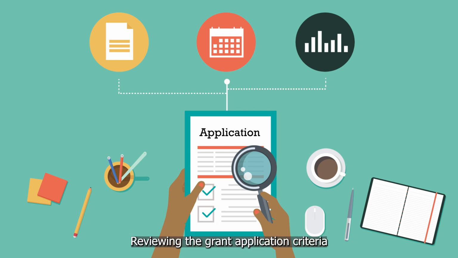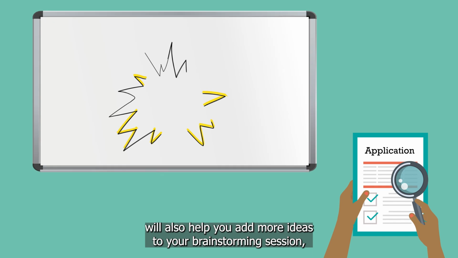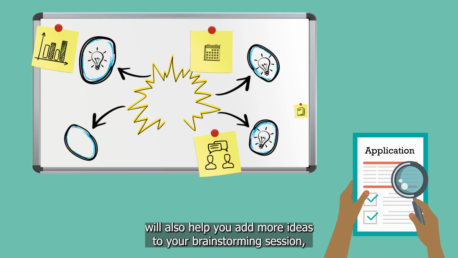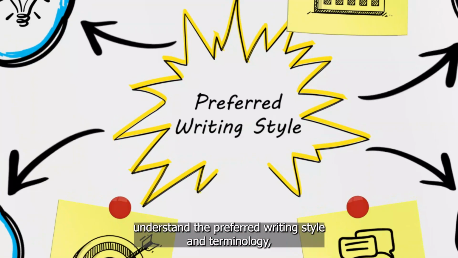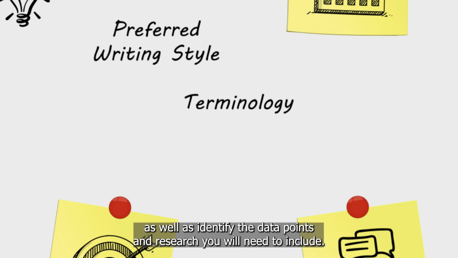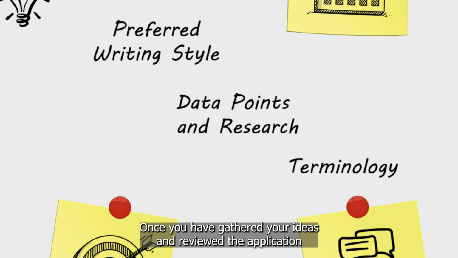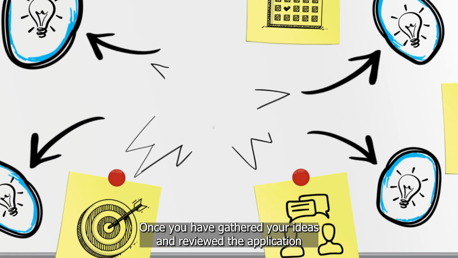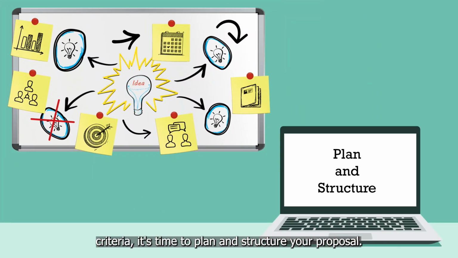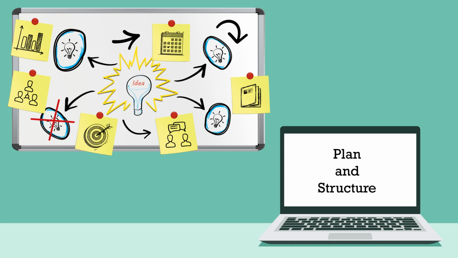Reviewing the grant application criteria will also help you add more ideas to your brainstorming session, understand the preferred writing style and terminology, as well as identify the data points and research you will need to include. Once you have gathered your ideas and reviewed the application criteria, it's time to plan and structure your proposal.